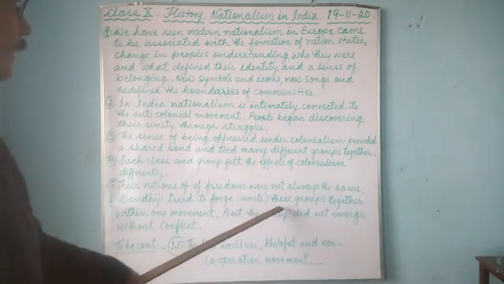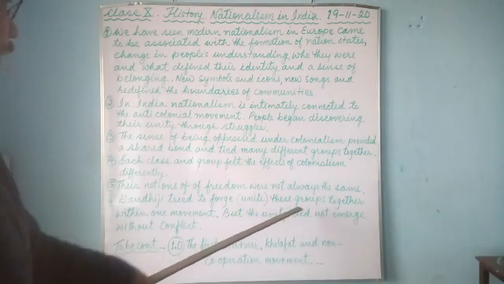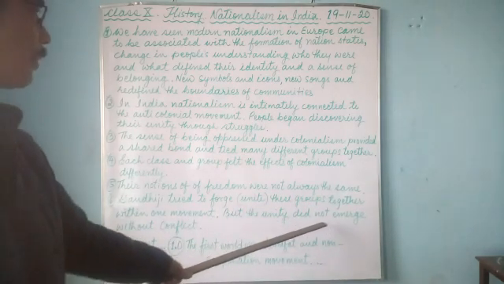So you can see Gandhiji tried to forge, meaning unite, these groups together within one movement. Gandhiji started various movements, one after another. But the unity did not emerge without conflict. Gandhiji tried very hard to unite all the social groups and start a movement, but sometimes this did not have a good result. It led to various social conflicts.